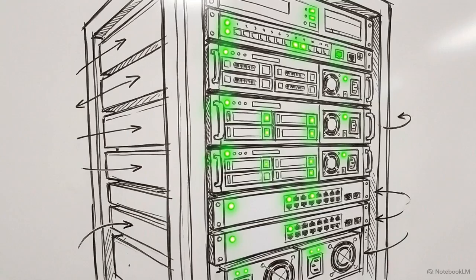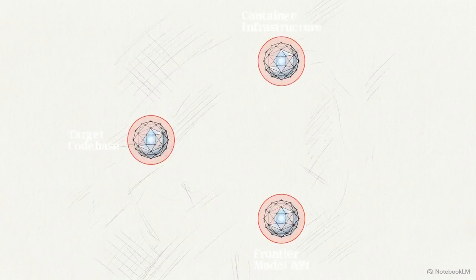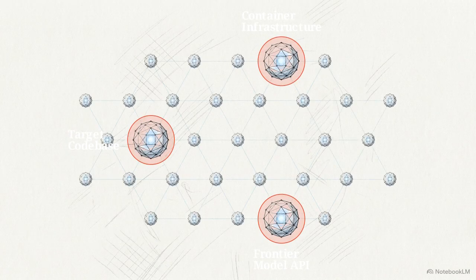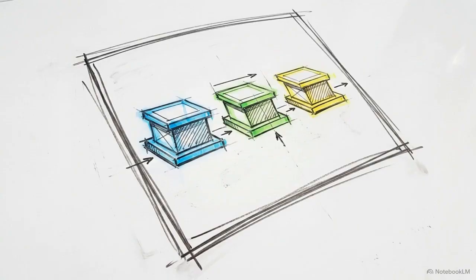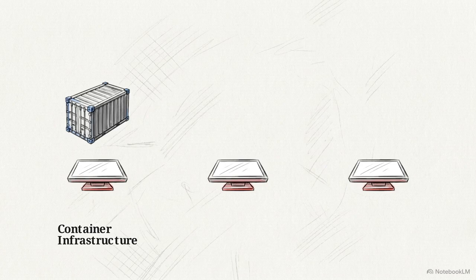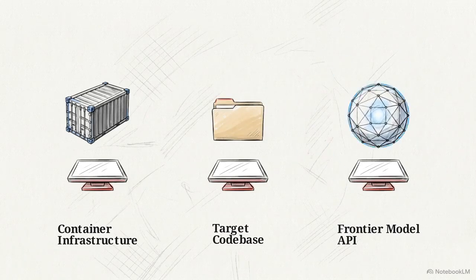You can use these exact same capabilities to defend your systems. In this video, we are going to build an autonomous, agentic bug hunting pipeline. To set this up, you need 3 specific components: container infrastructure to run tests, a target codebase to analyze, and frontier language model API access.